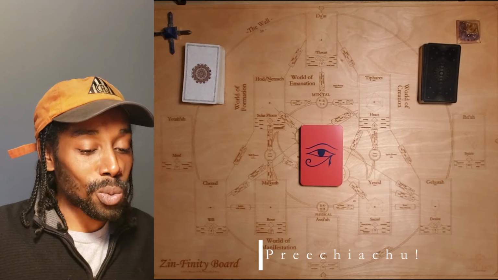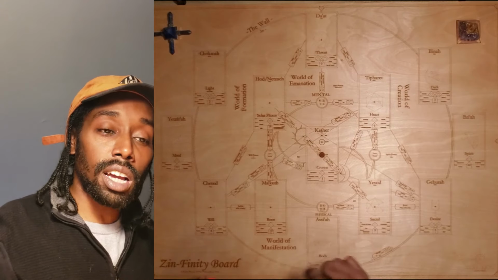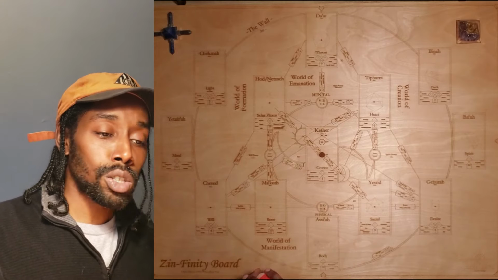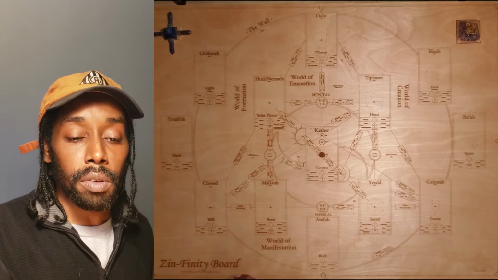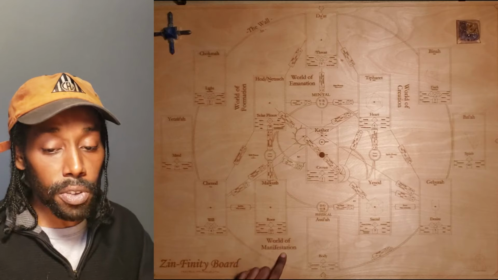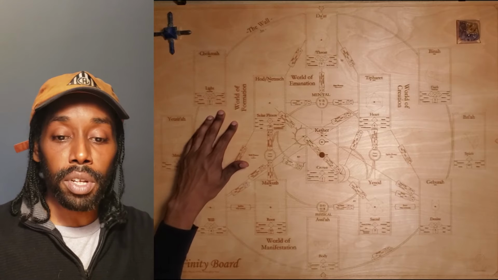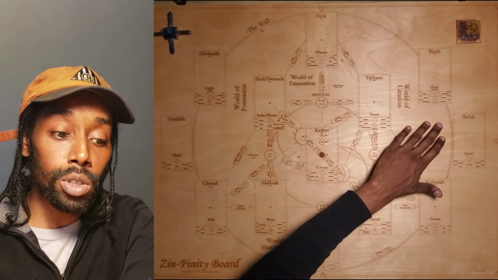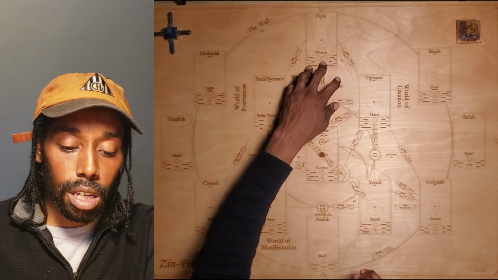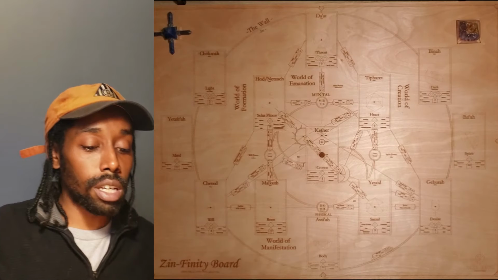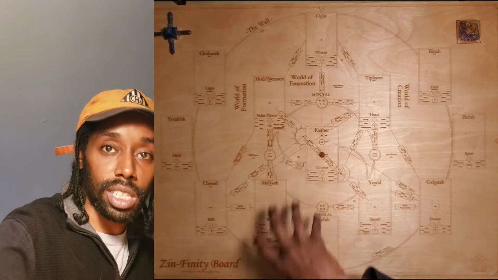So how does this work? In a nutshell, the Zin-Finity Board is the totality of what your mind consists of in a reading. You have 10 perspectives as well as technically 5 areas, or domains, of the mind. One is physical. Then you have the world of formation, which is the world of the mind, the mental. Then you have the world of creation, which is the spiritual. And then you have this big triangle here, which is the world of emanation, which is astral. And in the middle right here, you have the ethereal realm, where everything is actually in existence.